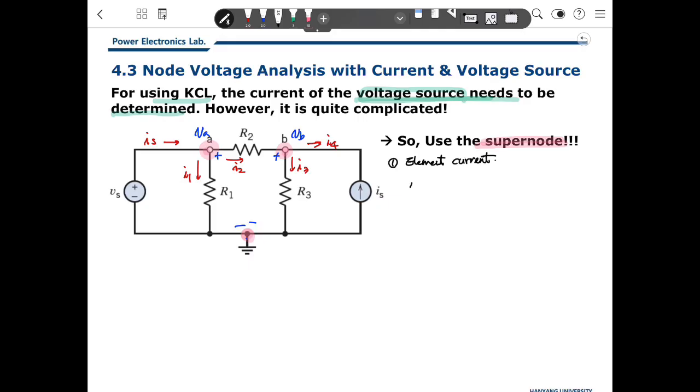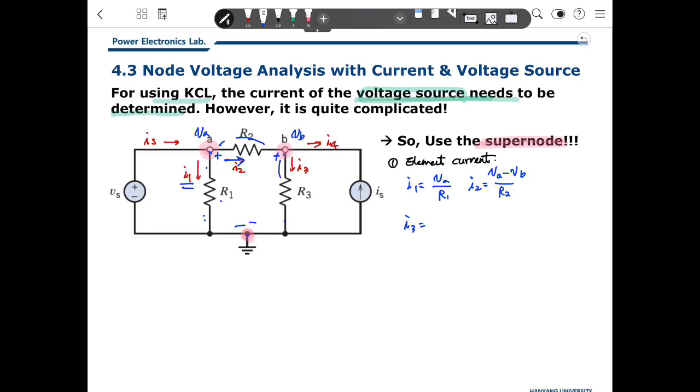Okay, then I1 is VA divided by R1, because this is ground. You can get it. And I2, what is that? This is R2, and the voltage difference is VA minus VB, because we choose the direction of current to be in here. And what is I3?